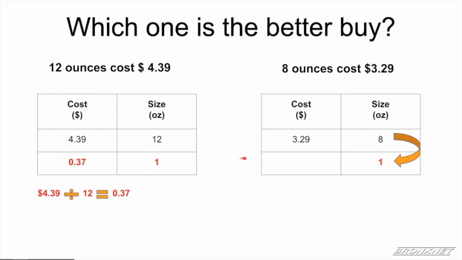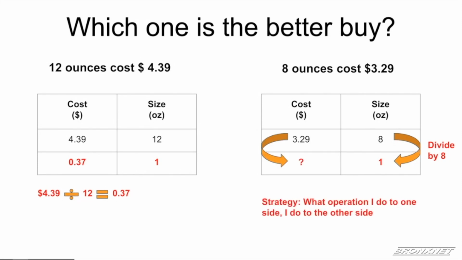We're going to set up an identical table. We're just going to put in the new information, $3.29 to 8 ounces. But how am I going to get from 8 to 1? You've got it, divide. I can divide 8 by 8 to get me to 1. And as with the strategy that we know when we're dealing with ratios, what I do to one number, I have to do to the other. So $3.29 divided by 8, I'm going to get 0.411.